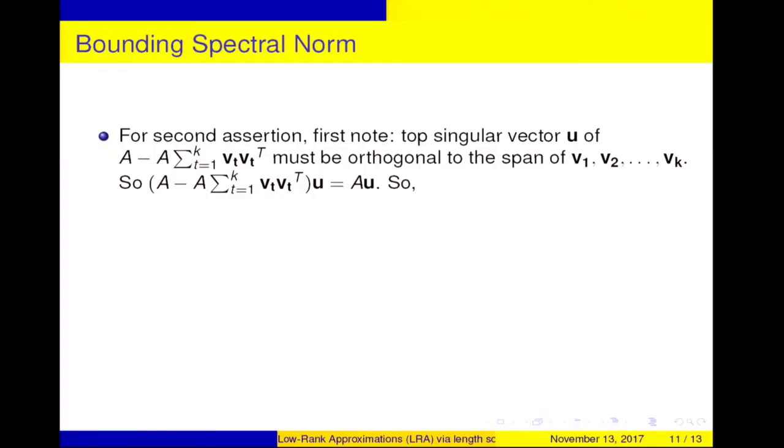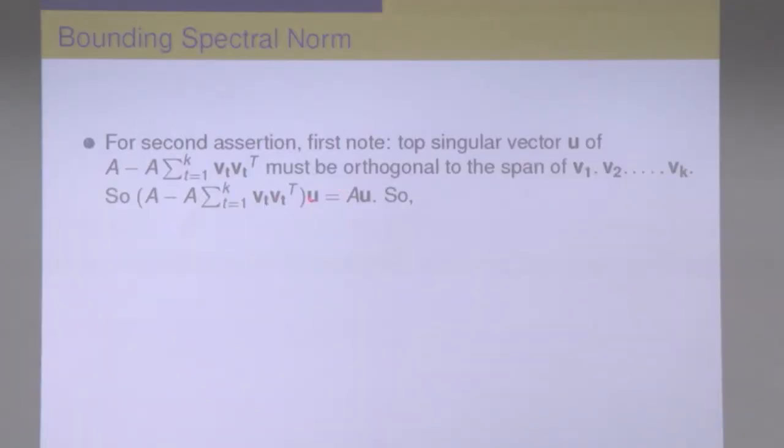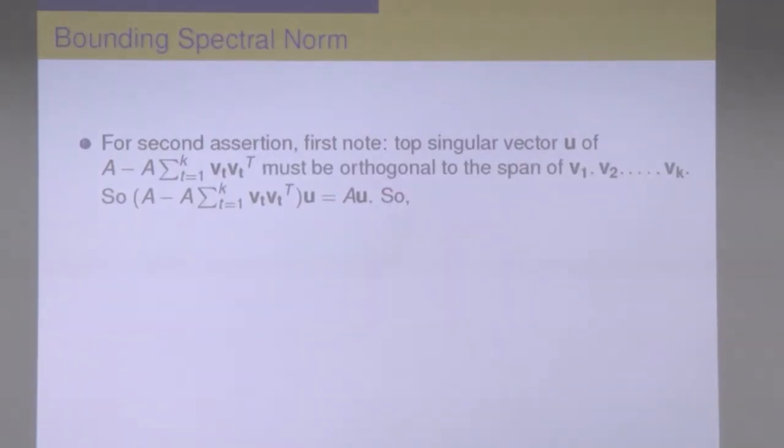Bounding the spectral norm. So we have only a couple more things. For the second assertion, that's a spectral norm assertion, that's all. The top singular vector u of this must be orthogonal to the span of V1 through Vk. Because I subtracted out the action of V1 through Vk, if you had a component along this, it would make just 0. So that's not interesting, so you might as well assume it to be orthogonal to this. So this product goes away, and you are just left with A u.